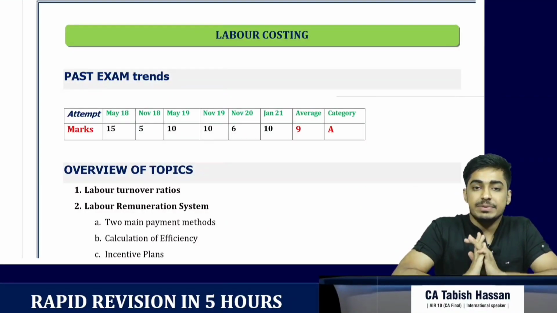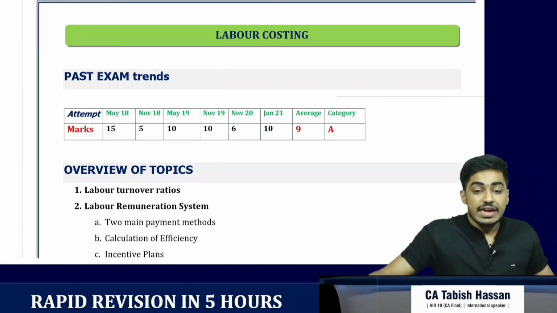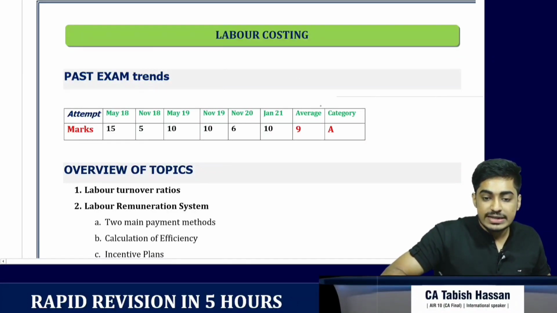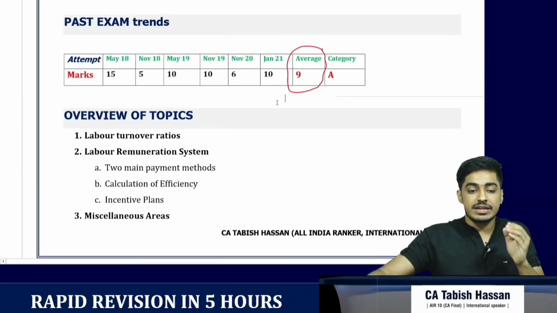So let's begin with the chapter labor costing. Again, a very important chapter from the exam perspective. Every attempt, on an average, we have 9 marks of questions. So undoubtedly, this chapter falls in the category A. So the entire chapter I have bifurcated in 5 topics.